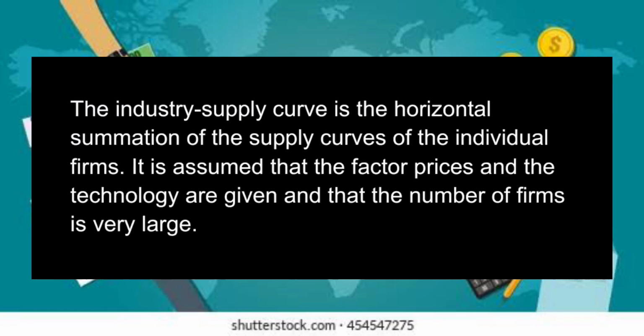So the industry supply curve is the horizontal summation of the supply curves of the individual firms. It is assumed that the factor prices and the technology are given and that the number of firms is very large.